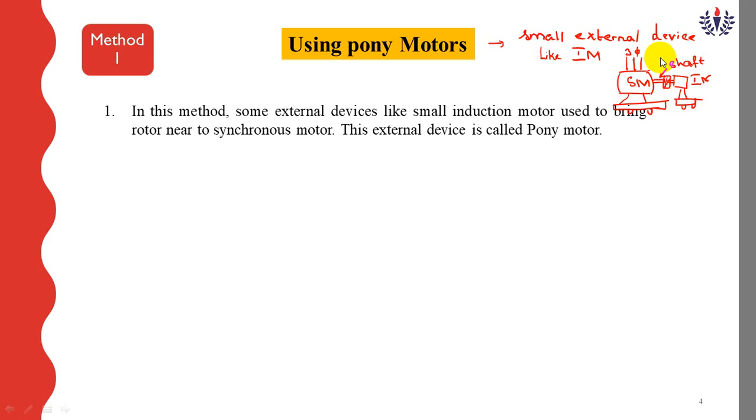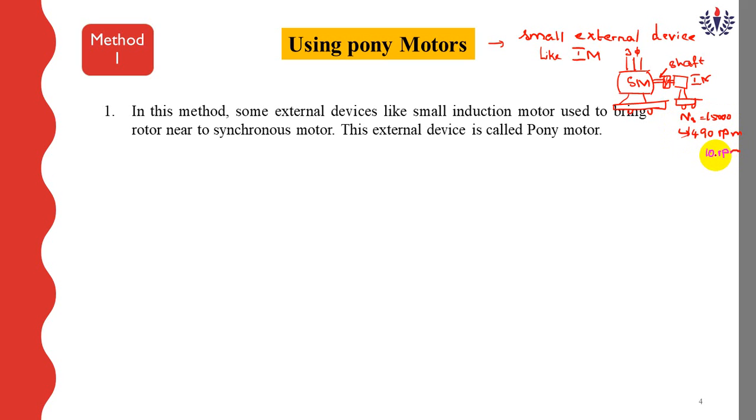For example, a synchronous motor does not run at 1500 rpm, since it is a constant speed machine, but it runs at 1490 rpm. So how much deviation will there be? My synchronous speed is 1500, but it is running at 1490, so there will be almost a 10 rpm difference.